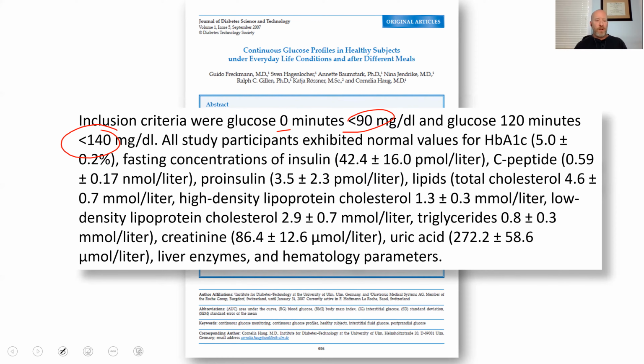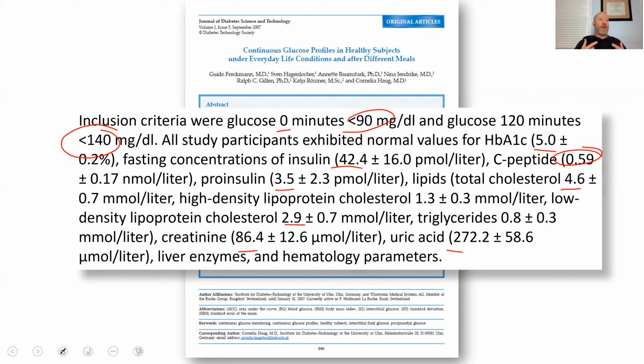If it was above, they weren't included in the study. That's a really great oral glucose tolerance glucose amount. Also, look, their average A1C was only 5.0. When's the last time you've seen that? Their insulin was great. Their C-peptide was incredible. Then they had a few other things here: lipoprotein, cholesterol, creatinine. These were really healthy individuals.